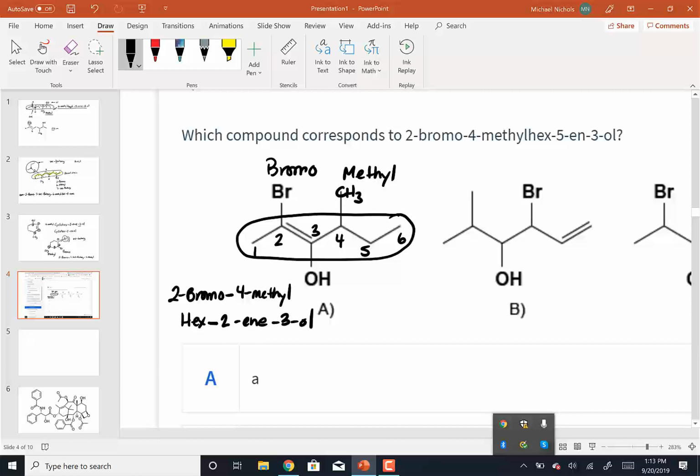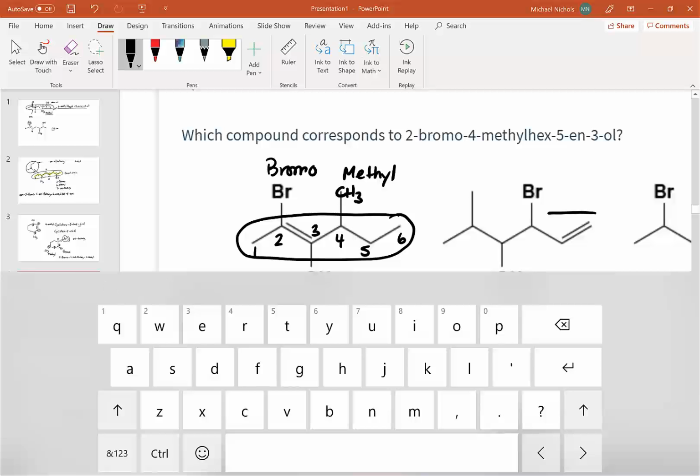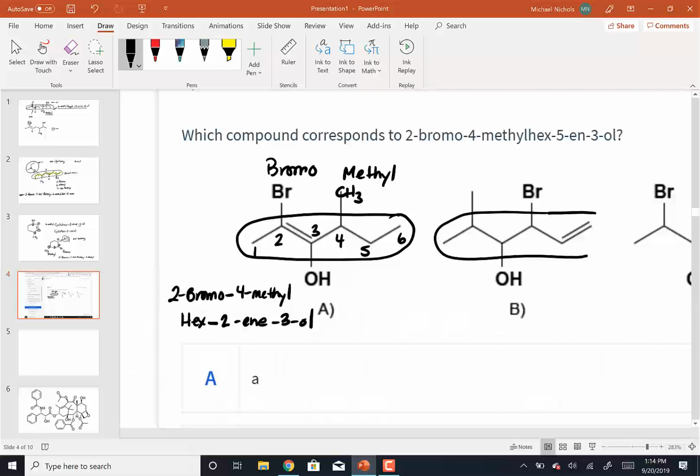So if we came over here and said longest continuous carbon chain that contains the double bond here, the structure is going to pretty much be this. The name is going to be pretty much the same. It's going to be a bromo, methyl, hex, ene, ol. So in this case, what's going to be different about the name? The position of the double bond, the position of the OH. So what's the number on the double bond and what's the number on the OH for the -ol?